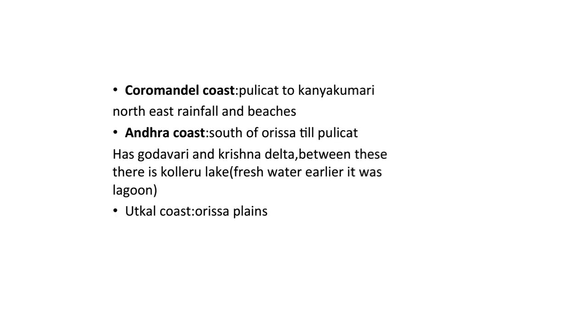Now we are moving towards the eastern coastal plains. So we will see the first one, northern part, Utkal coastal plains, called the Orissa plains, and then we move towards the Andhra coast, south of Orissa till Pulicat. Then here itself, it includes the Godavari and Krishna delta. You need to see one more important premise, which has already been asked: between the Godavari and Krishna delta, there is Kolleru lake.